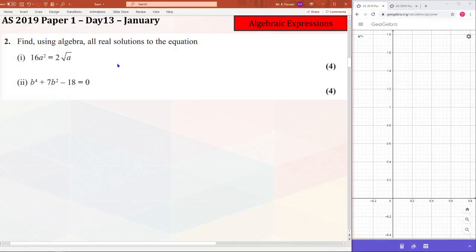For this question, we're being asked to use algebra to work out the real solutions for two equations. So I'm going to start with the first one, part I. 16a squared equals 2 root a.